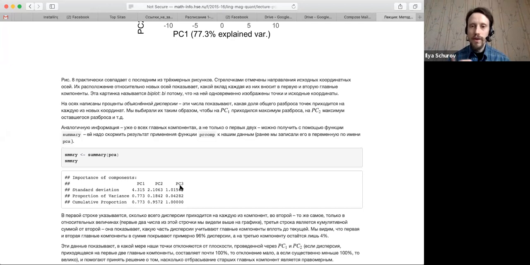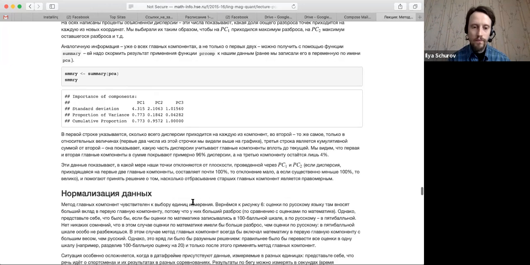So if we have these principal components, we can look at this table, and we can decide, okay, I see that the first two principal components describe a lot of information. Then probably I can just remove the rest of the components, and in this way decrease the dimensionality of my data. This is how we can use it.